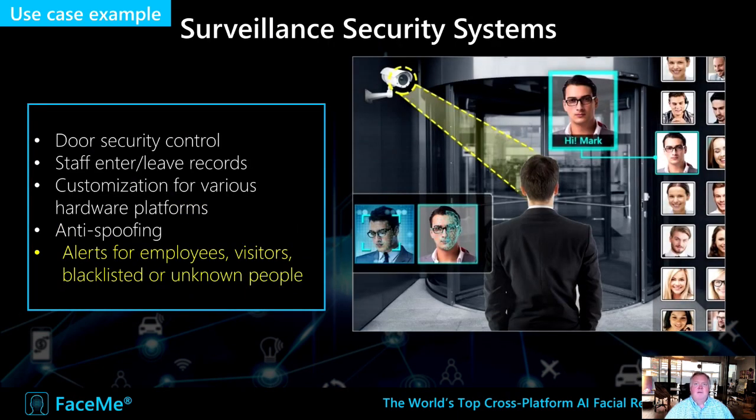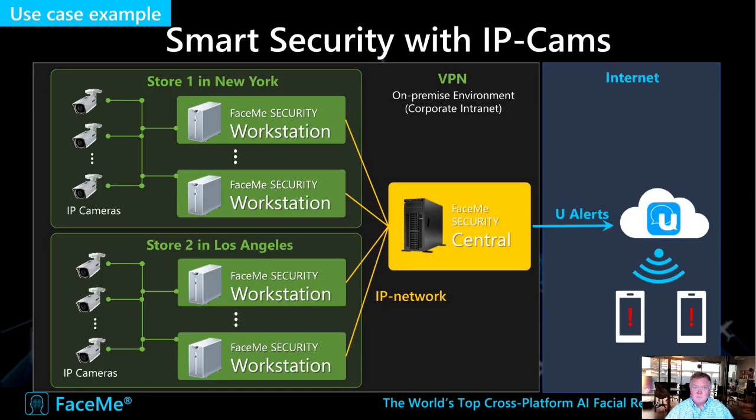U Alerts and FaceMe can be integrated into existing surveillance security systems. So let's say a complete IP camera system would be able to send alerts to the right people. And this can also work in a multi-location environment, where let's say you have stores in different cities, in New York, Los Angeles, and across the country. You could have a centralized database for loyalty program members or for blacklisted people. Or you could also have a notification for employees who work in different locations.